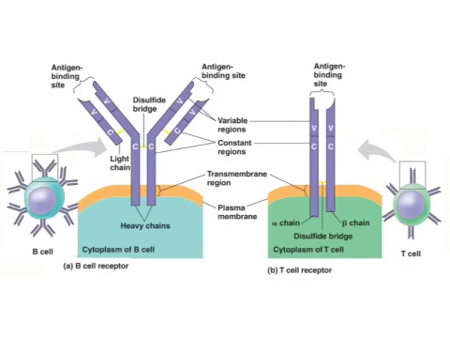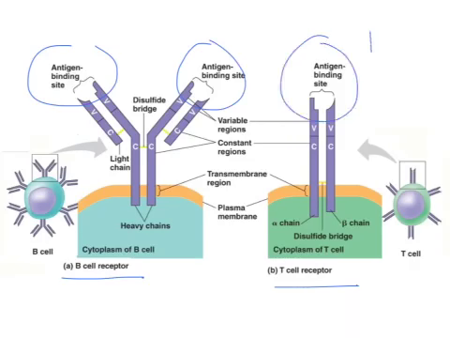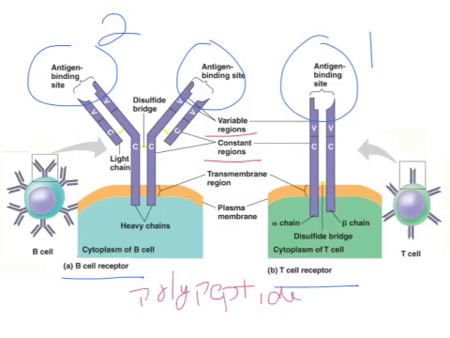Let's take just a second to do a little compare and contrast between a B cell receptor versus a T cell receptor. They both have that antigen binding site, but remember, the T cell receptor just has one, and the B cell receptor has two. They're both going to have variable and constant regions. They're both going to be made up of polypeptide chains. Just remember, your B cells have 4, T cells have 2 polypeptide chains.